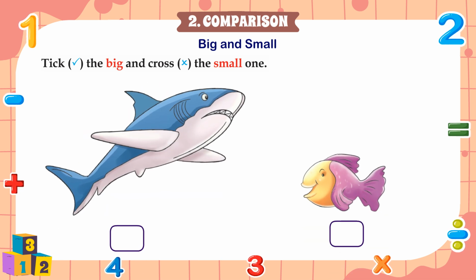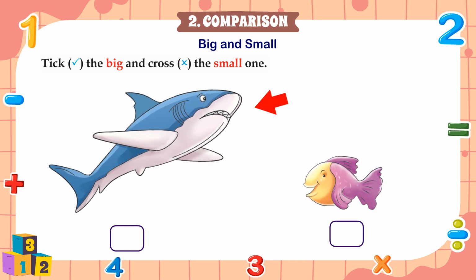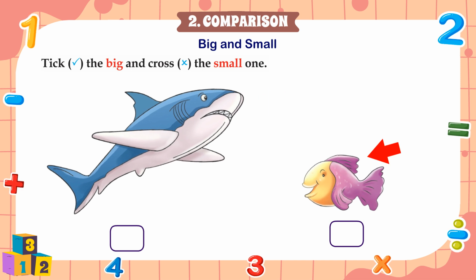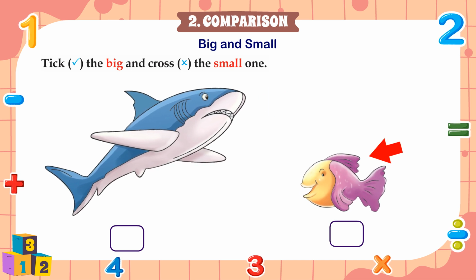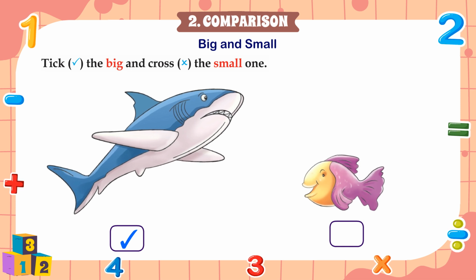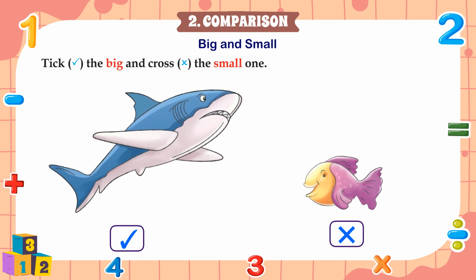Which one is bigger, the shark or the fish on the right? Yes, the shark is big and the fish on the right is small. So let's take the shark and cross the fish on the right.